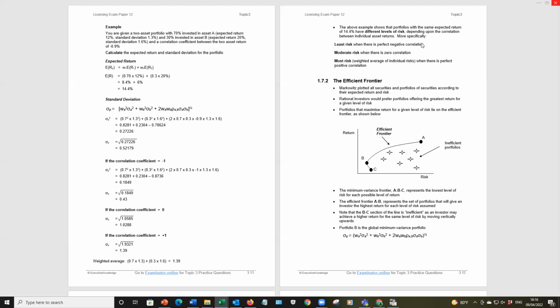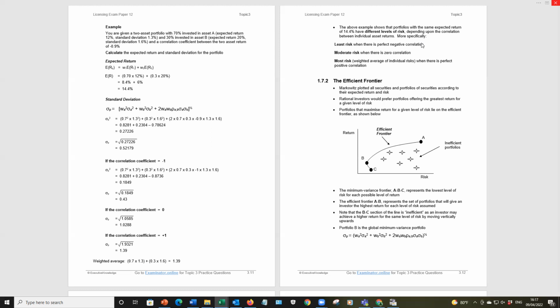Can I increase return for a given level of risk? But there was a point at which he could move no further, and that is represented by this hard line. We call it the efficient frontier. A, B, C represents the lowest level of risk for each possible level of return. B and C are not efficient because any investor can get a better return for the same level of risk. That is why we look at A, B being the efficient frontier.